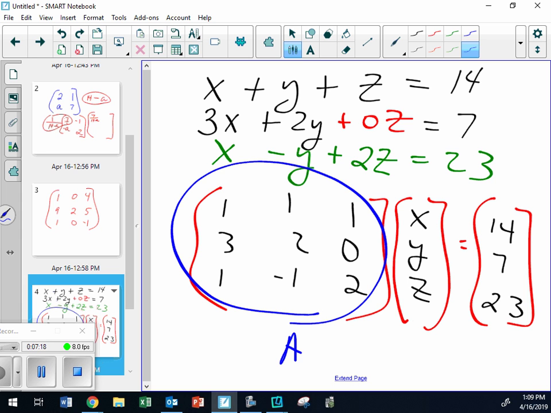This doesn't need to be put in the calculator, and it's a good thing because you wouldn't be able to do it anyway. It won't accept variables in a matrix. So then we don't need a name for that. That we're going to call the B matrix.